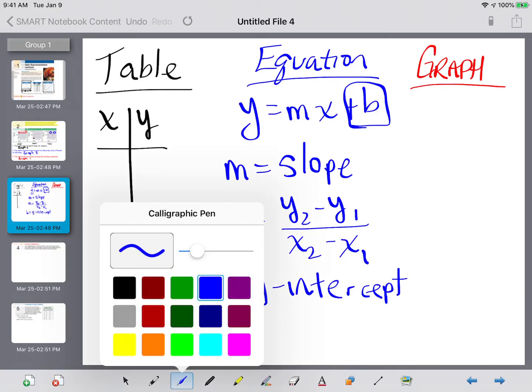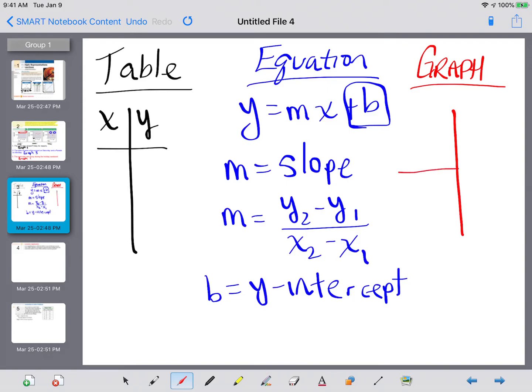If we were to take a look at a graph, so say we have a graph with an x-axis and a y-axis, any point along this graph that touches the y-axis is a y-intercept. The x value is 0. So your hint, the y-intercept happens when x equals 0.